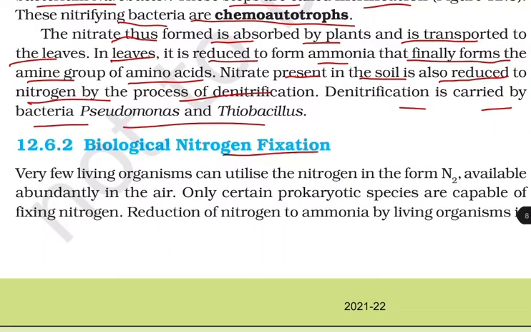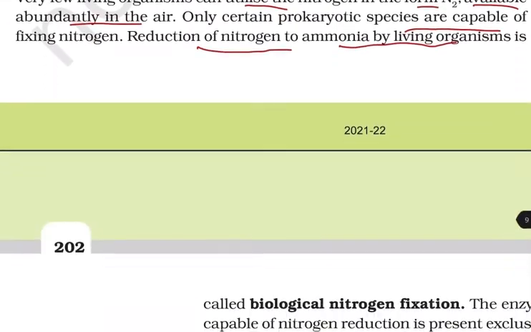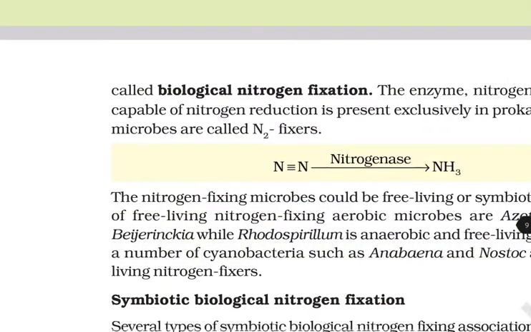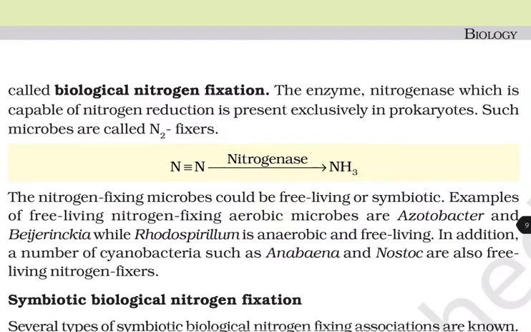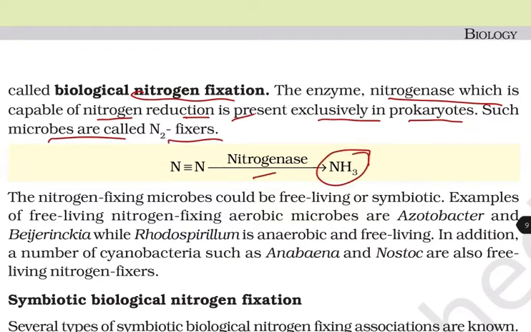Biological nitrogen fixation. Very few living organisms can utilize nitrogen in the form of N2, available abundantly in the air. Only certain prokaryotic species are capable of fixing nitrogen. Reduction of nitrogen to ammonia by living organisms is called biological nitrogen fixation. The enzyme nitrogenase, which is capable of nitrogen reduction, is present exclusively in the prokaryotes. Such microbes are called nitrogen fixers. N triple bond N in the presence of nitrogenase forms ammonia.